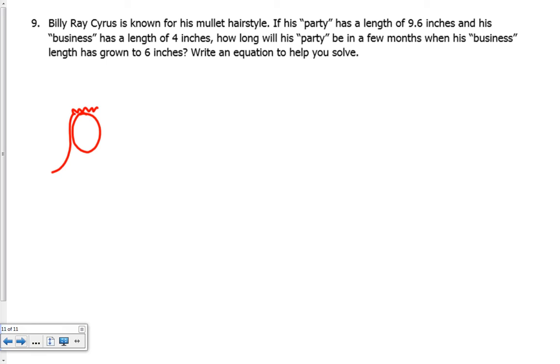So again, here's Billy Ray's hair, right? Horrible mullet. We just learned that his party, that's the back, has a length of 9.6, and his business in the front has a length of 4. They want to know what's going to happen in a few months when his business, this part, has grown to 6, right? So let's do the whole direct variation situation, okay?